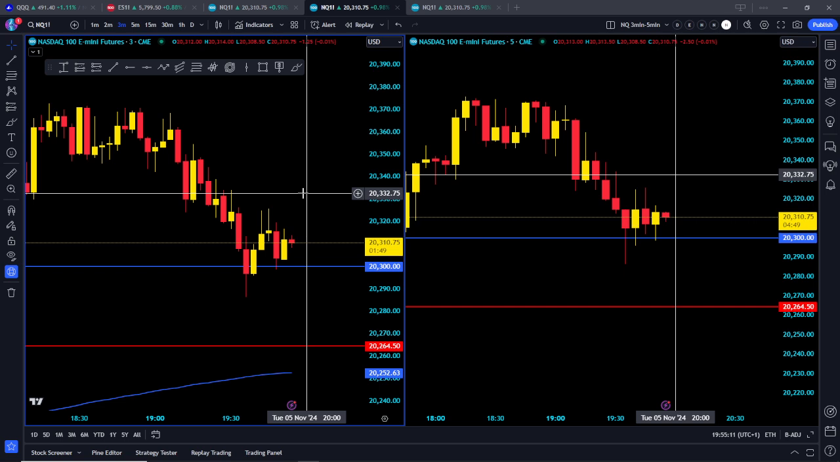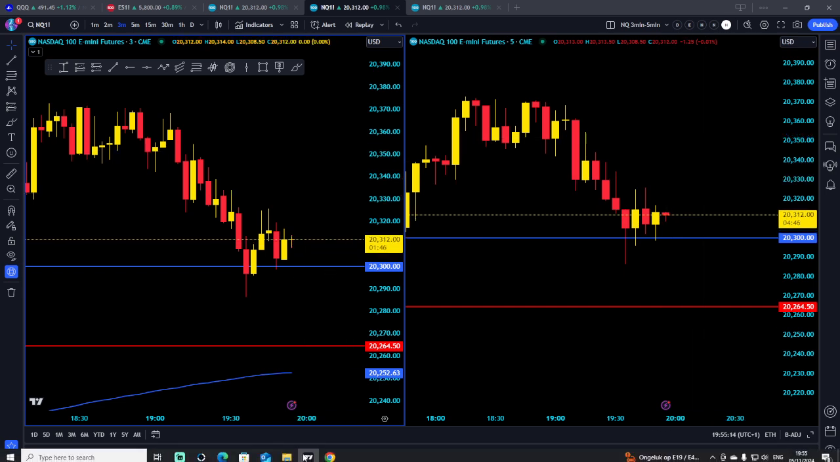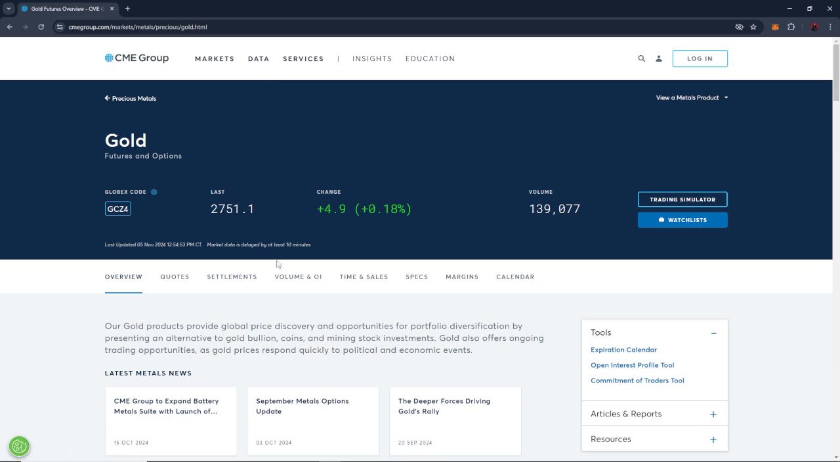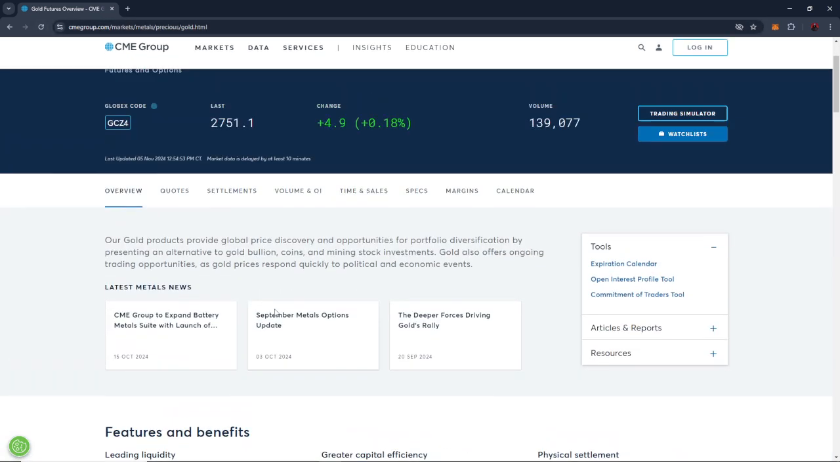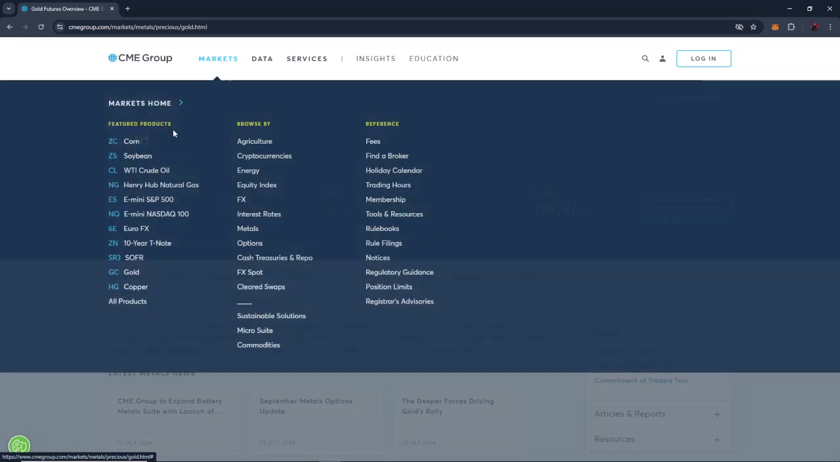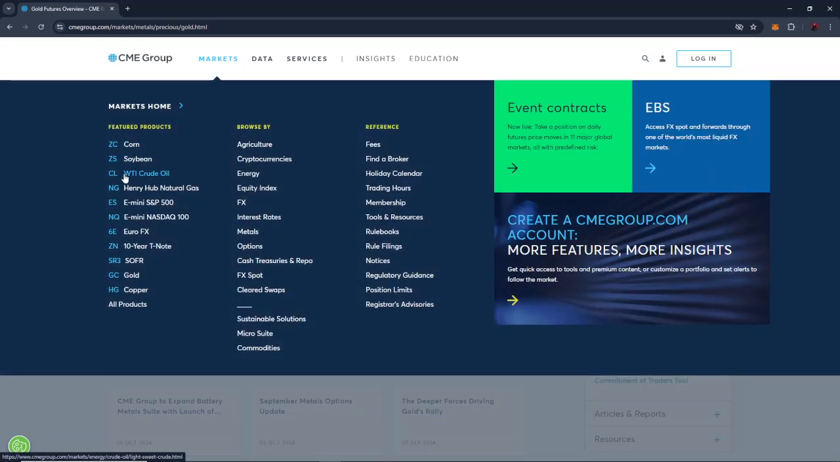Now, if you want to know more, just go to Google and come to the CME Group, or just type in cmegroup.com, and go to the markets. Right, you go to the markets and there it is. You have corn, you have soybean, you have WTI crude oil, natural gas, S&P 500, and the E-mini Nasdaq 100. Euro, Forex, 10-year T-note, gold, copper, all products. Cryptocurrencies, agriculture, energy, equity index, Forex, metals, options, and all of those.